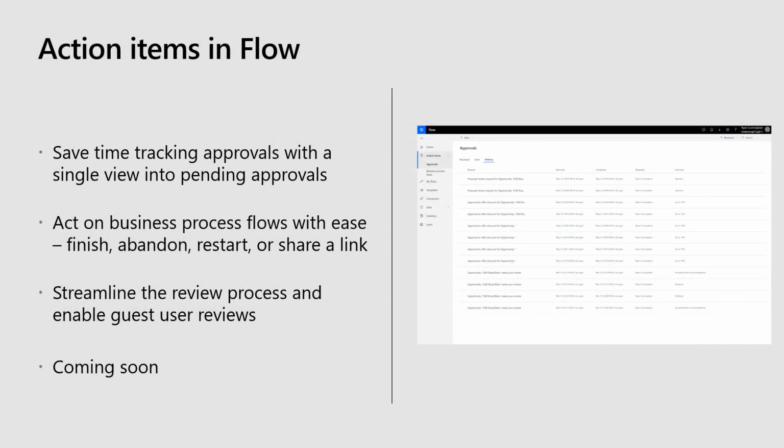And finally, we have what was formerly the approval center, now action items in Flow. With action items, we're really trying to bring all of the things that need people to be involved in your process in one place. So with Flow action items, you're able to see your approvals as well as the business process flows that need your attention all in the Flow portal. This is going to be available fairly soon.